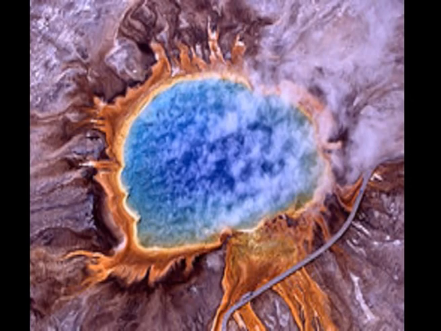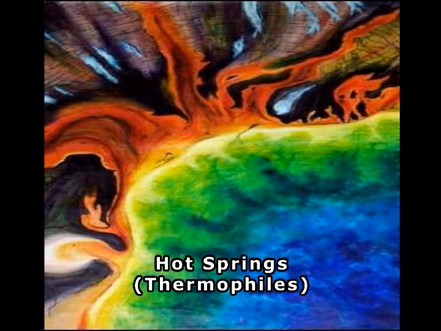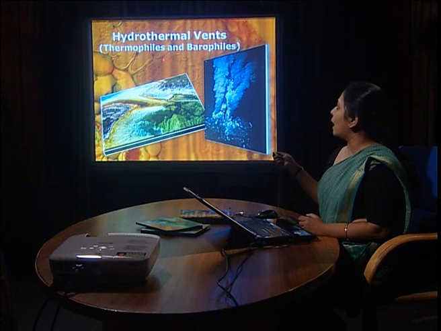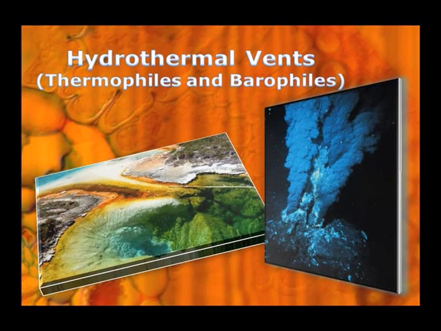In hot springs, we find the presence of thermophilic archaea. The optimum growth temperature for thermophilic archaea is around 100 to 252 degrees centigrade. We can see the presence of thermophilic archaea as well as barophilic archaea in hydrothermal vents. Barophilic archaea can withstand 20 to 50 megapascal of pressure.